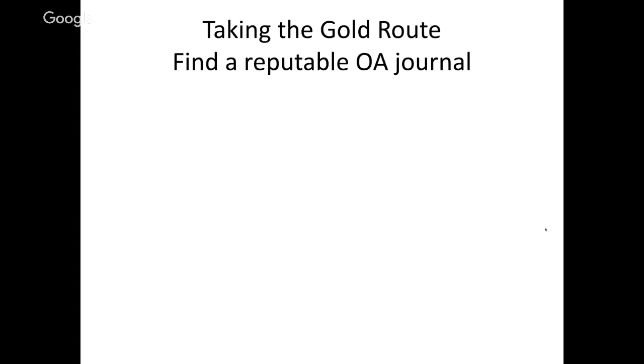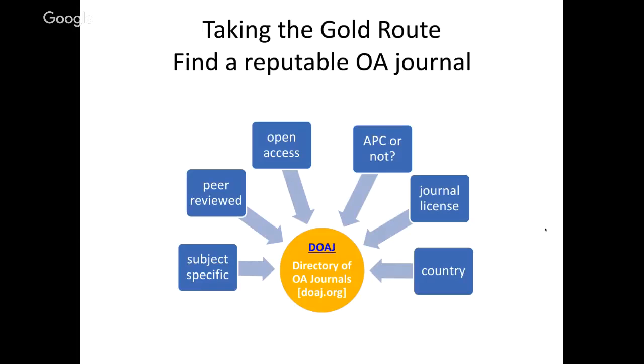Now we mentioned that if you're taking the gold route, your first step is to find a reputable open access journal. So when you do this, you may have some concerns in your mind on how to find a good open access journal to publish your paper in. Some of your concerns may be, firstly, finding an open access journal that is specific to your subject, or you may want to publish in an open access journal that is specific to a certain country.